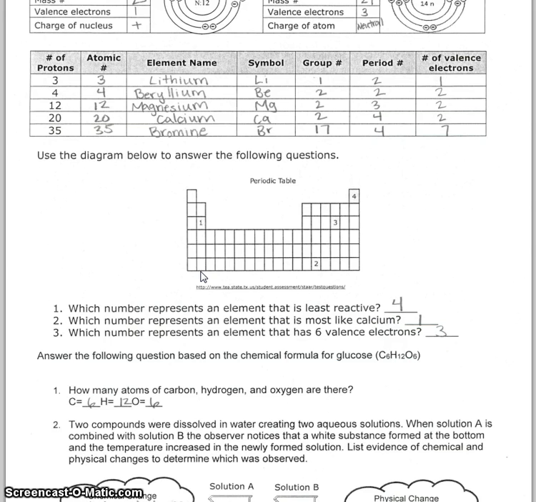Which number represents an element that has 6 valence electrons? Well, you count your towers. Tower 1, or group 1, group 2. We skip over to group 13, group 14, group 15. Group 16 has 6 valence electrons, so number 3 on this periodic table would have 6 valence electrons.